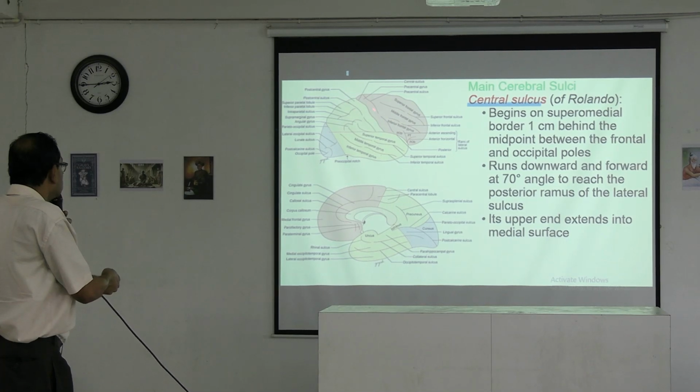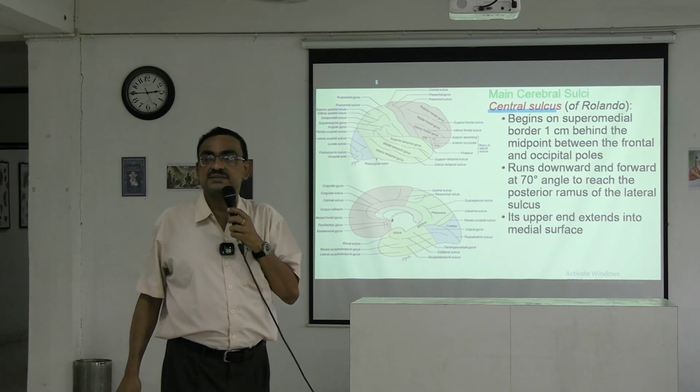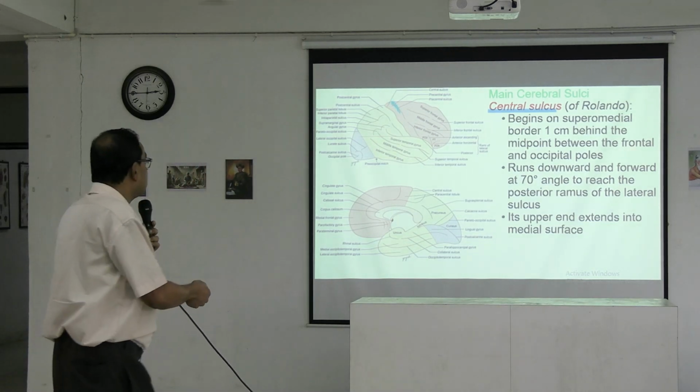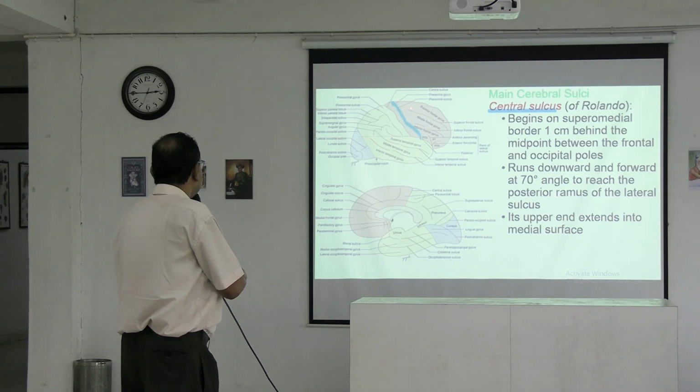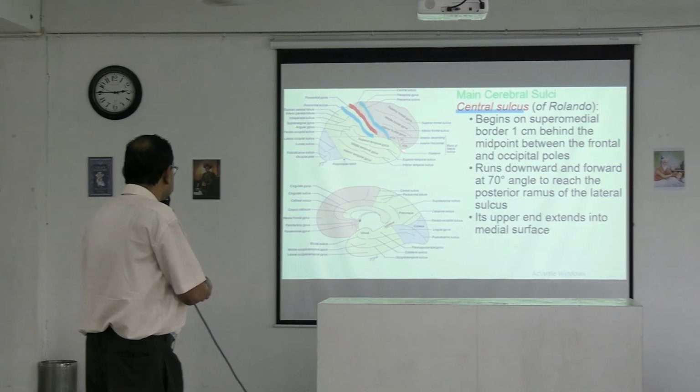And there are 2 sulci, one present in front and one present behind the central sulcus, and therefore they are named as pre-central sulcus and post-central sulcus. So, again I am repeating, superior frontal sulcus, inferior frontal sulcus, superior frontal gyrus, middle frontal gyrus, inferior frontal gyrus.